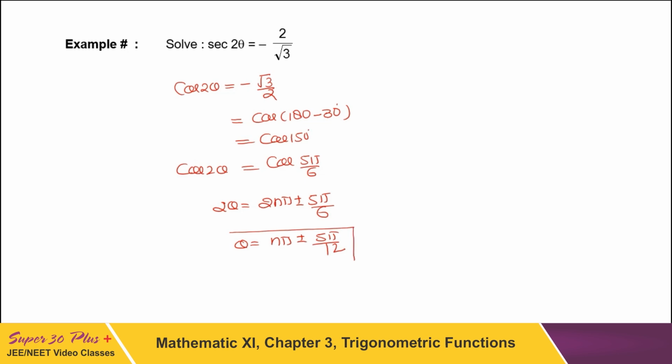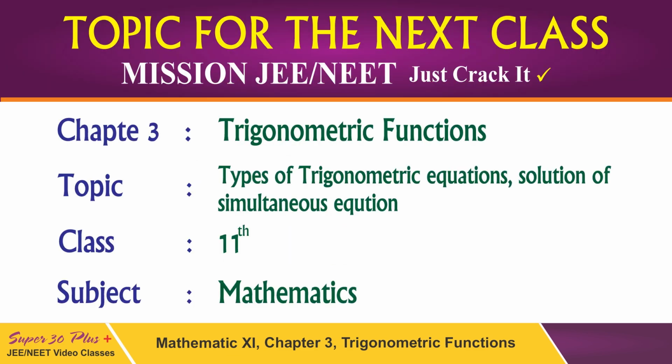After substituting different values of n, we can find the different values of theta, and this is the general solution of the equation sec 2 theta is equal to minus 2 by root 3, where n is an integer.